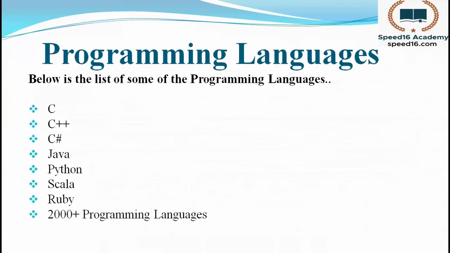JavaScript, very good. C, C++, C#, Java, Python, Scala, Ruby. Like this, we have more than 2,000 programming languages. These are some of the programming languages. Now, you listed some of the natural languages, that there are more than 5,000 natural languages and more than 2,000 programming languages. Right?